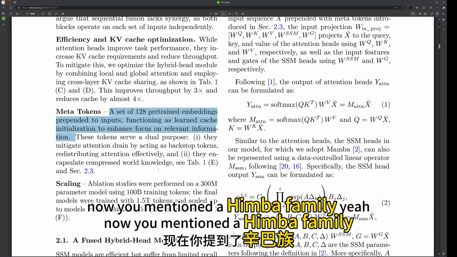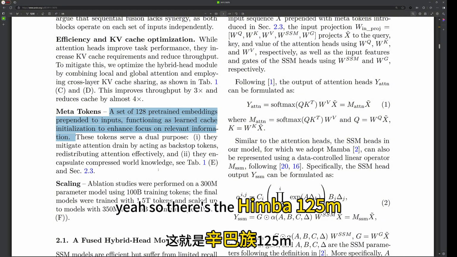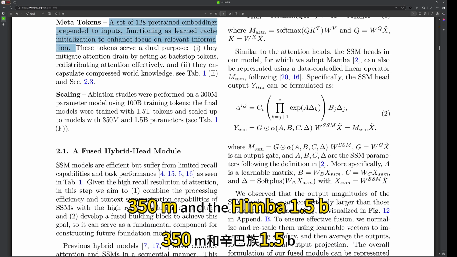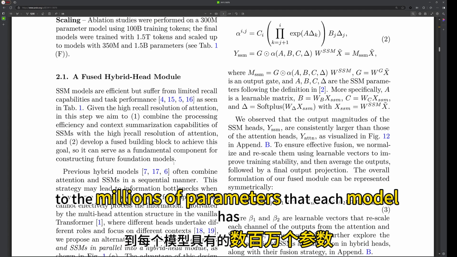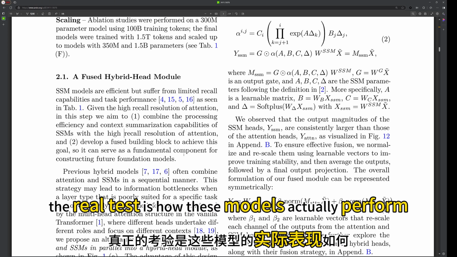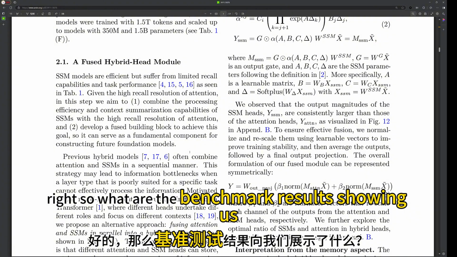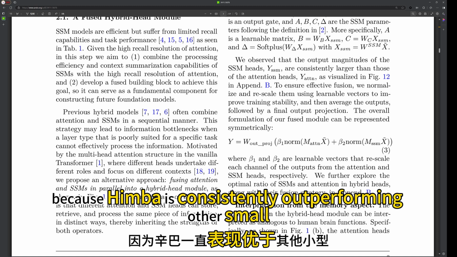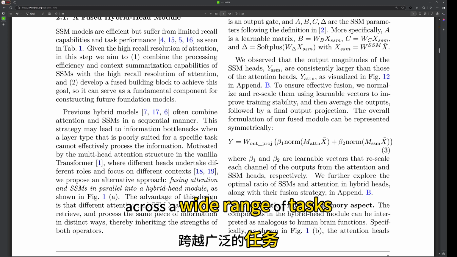That's really cool. Now, you mentioned a Hymba family. Can you tell me a little bit about the different models that they've developed? Yeah, so there's the Hymba 125M, the Hymba 350M, and the Hymba 1.5B, and that refers to the millions of parameters that each model has. Okay, and of course, the real test is how these models actually perform. So what are the benchmark results showing us? Well, this is where things get really exciting because Hymba is consistently outperforming other small language models in its size class across a wide range of tasks.